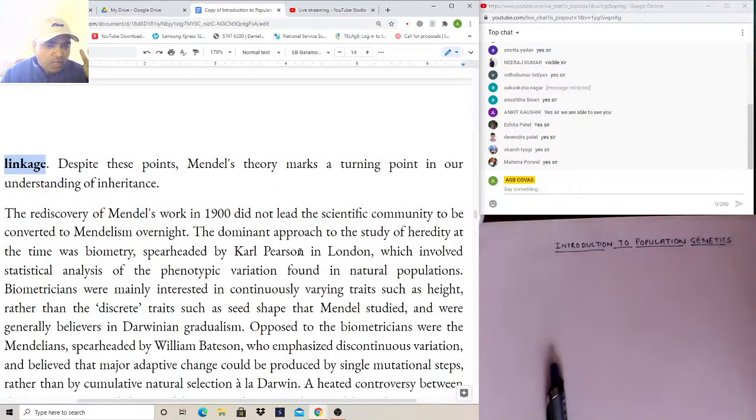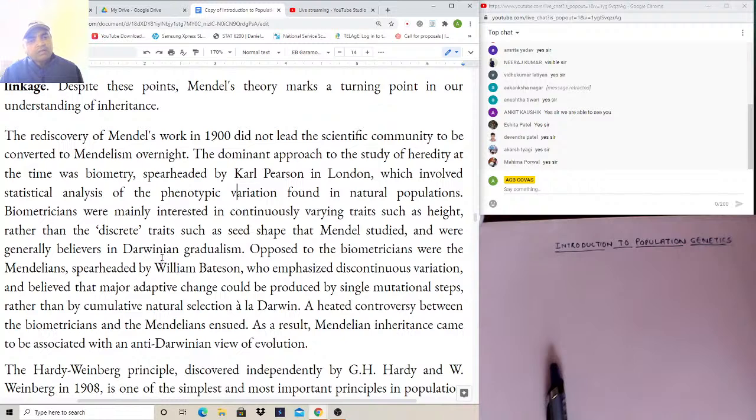So it is in the year 1900 that the rediscovery of Mendel's work took place. And the rediscovery of Mendel's work in 1900 did not convert the scientific community to Mendelism overnight. Because Mendel discovered these things way back, but it is only the rediscovery of his work that brought this to the scientific community. And it is not that within a few days everybody started thinking that only Mendel's laws apply.